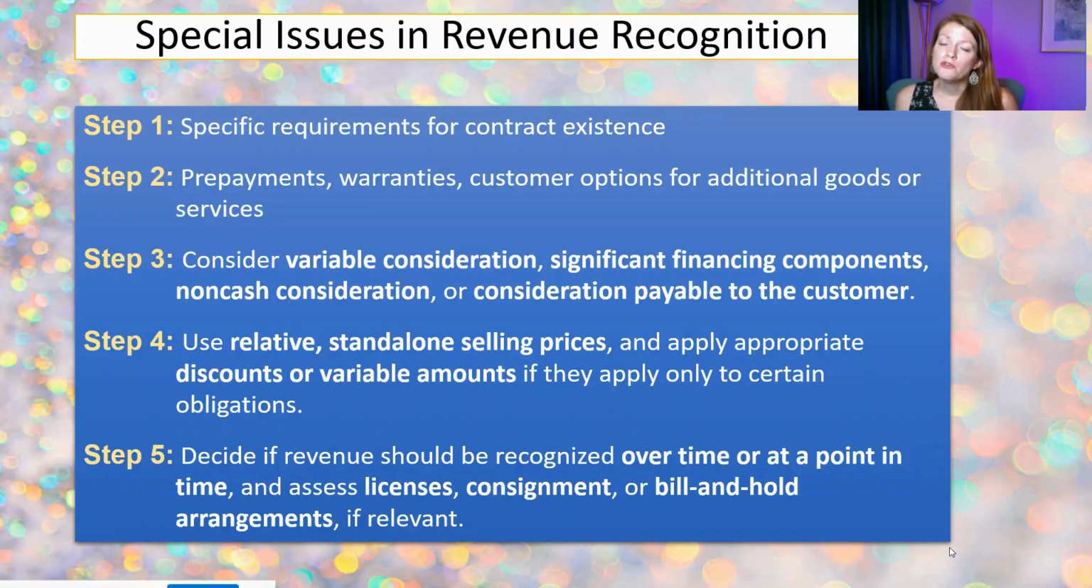Step 4, use relative standalone selling prices and apply appropriate discounts or variable amounts if they apply only to certain obligations. And then step 5, we have to decide if revenue should be recognized over time or at a point in time, and assess the license, consignment, or bill and hold arrangements if relevant. So we're going to break all this down.